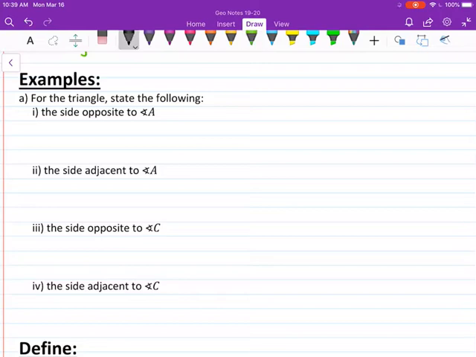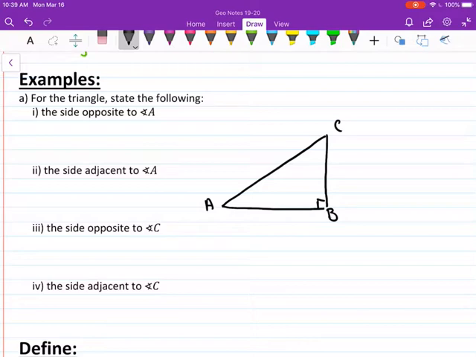So in my next set of examples, let's draw ourselves a triangle here. I forgot to preload my triangle. So our triangle is triangle ABC, where B is the right angle. The first example says, for the triangle, state the side opposite to angle A. So I'm going to highlight A in yellow. And the side opposite to it, remember, has to be one of the legs. So my options are CB or AB. And this side here is going to be opposite to angle A because it's the leg that doesn't touch it. So my answer here is segment BC.